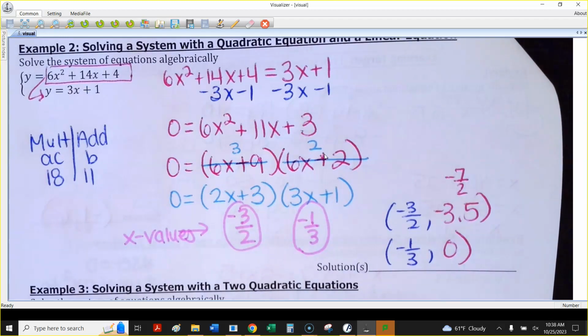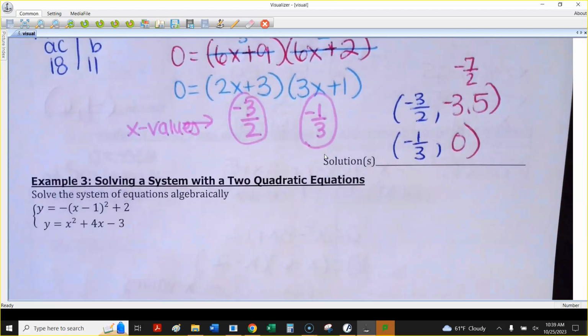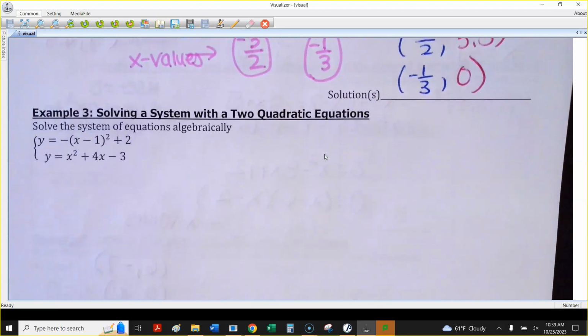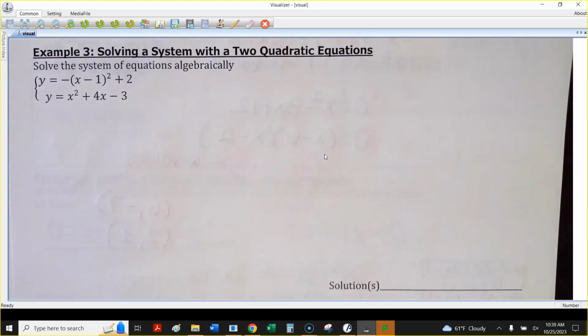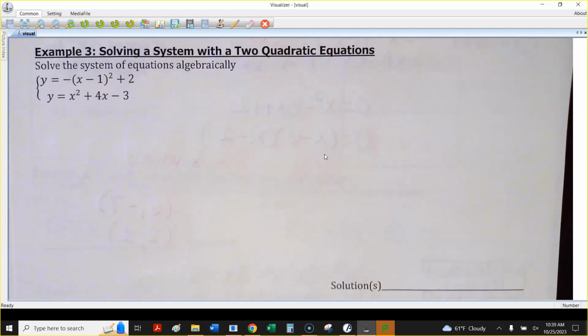Okay, now, my last 2 examples. These guys are actually 2 different quadratic equations. So 2 different parabolas. All the other systems we've been looking at, other than the very first one, which was 2 lines, were a parabola and a line. So this is 2 parabolas. All right, so both equal to y.